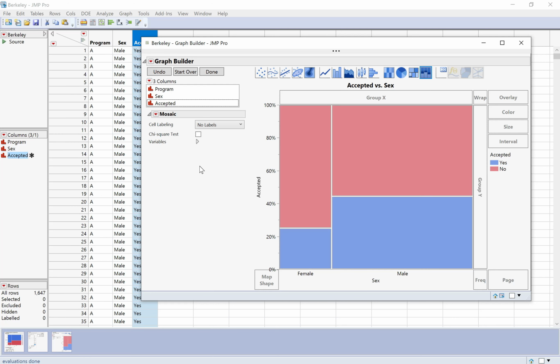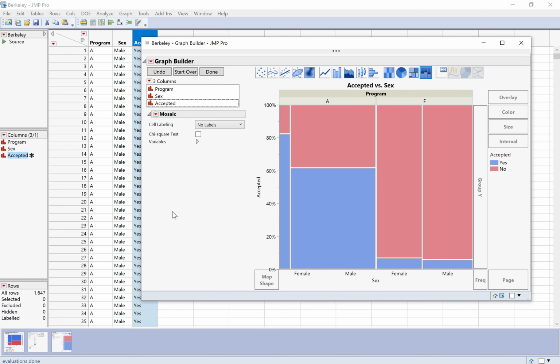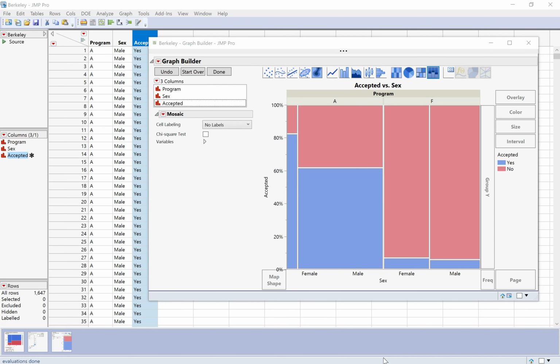And then if I want to break it down by program, I can take program and put it in the Group X box. And now basically I have two mosaic plots, right? The one on the left is showing the relationship between sex and accepted for program A. The one on the right is showing the relationship between sex and acceptance for program F. So based on this, do you think there's an association between sex and program? In other words, does knowing which program someone applied to help you to predict their sex and vice versa? Pause the video here for a second and see if you can describe that association.